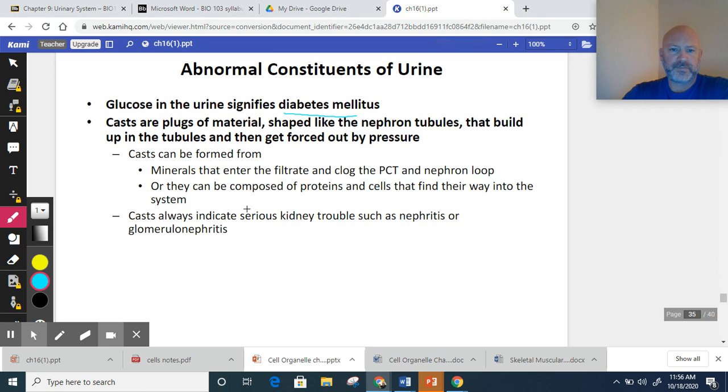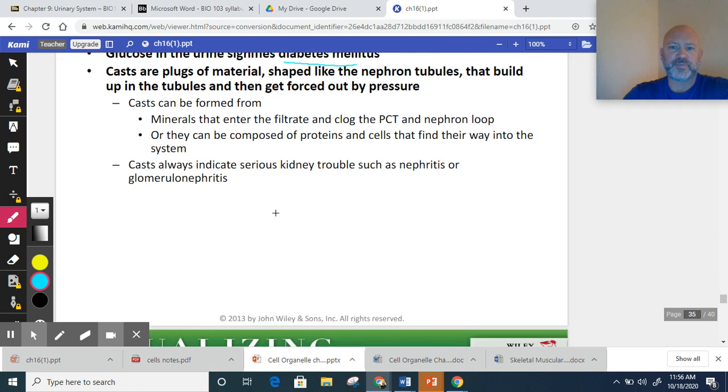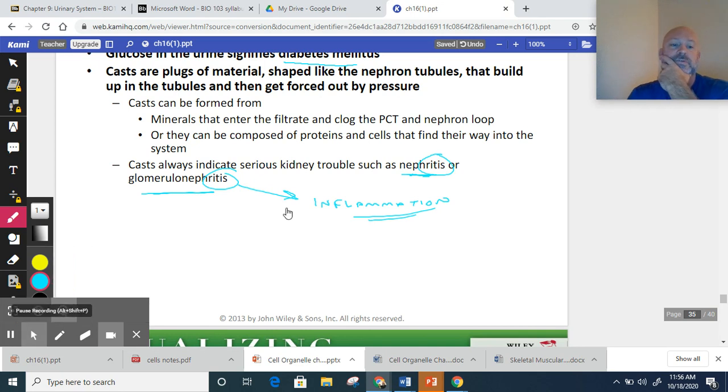All right. These cause serious problems like nephritis or glomerular nephritis. This "itis," this is just inflammation. Inflammation of the nephron or inflammation of the glomerular tubes.